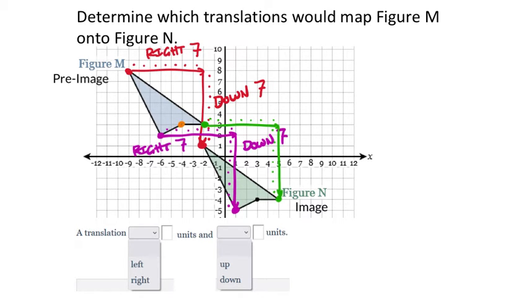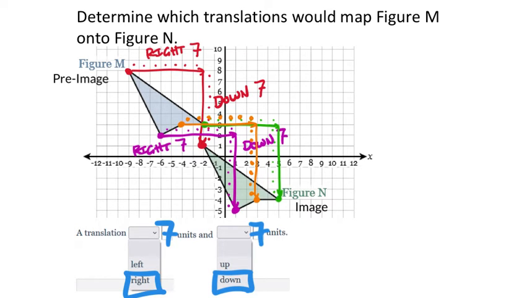How about this middle point right here? This last one we have, which corresponds on figure N with this one. Well, how far it is to the right, and then how far down? Again, how many boxes? 1, 2, 3, 4, 5, 6, 7. So it did go to the right 7, and then down 7. So that checks off as well. This tells us that the figure has been moved correctly, and now we know that the translation has been moved to the right 7 units, and then it was moved down 7 units as well.